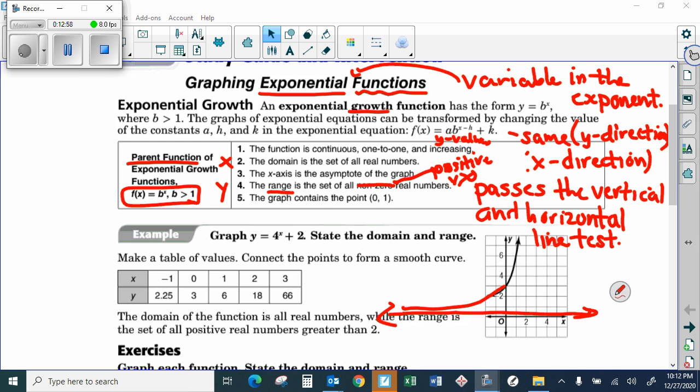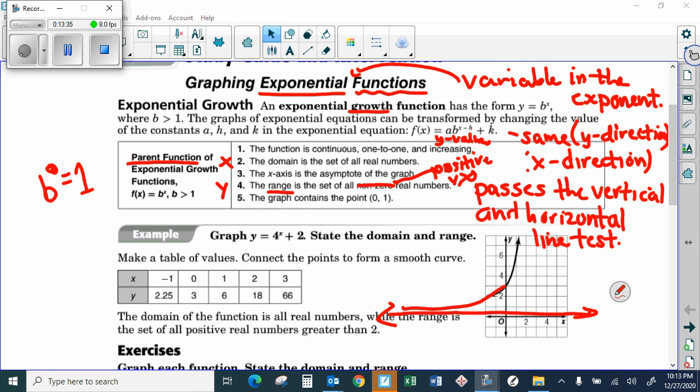All right, number 5. The graph contains the point (0, 1). That's always going to be the case for any parent function. Why? Because b is any number. Of course, we're talking greater than 1, but it's not going to matter unless it's 0 to the 0, which is undefined. That's a huge debate in math. But anyway, any other number to the 0 power equals 1. You learned this in Algebra 1, and earlier in Algebra 2, with exponent rules. Anything to the 0 power is 1.